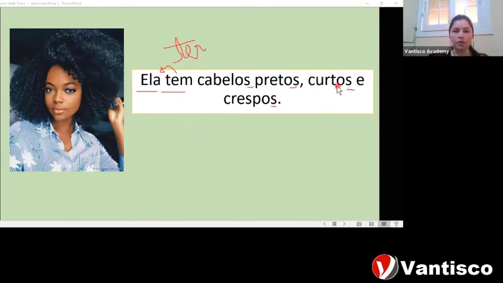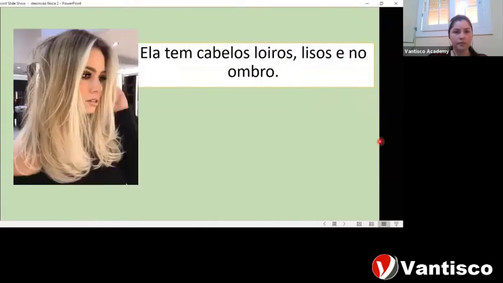Okay, so again, curto is the length of her hair, short. Crespo, it's afro curly or curly hair. E cabelos pretos, black hair. We will have an exercise in some slides forward, okay? So don't worry about it. Well, here.